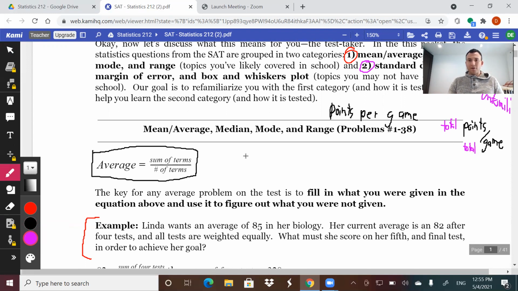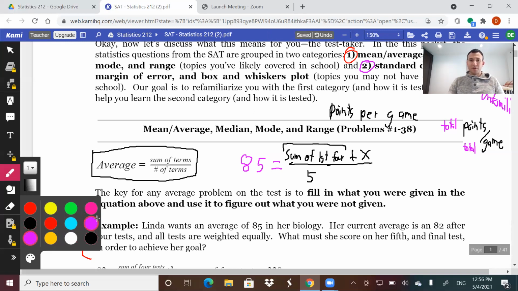So her average in biology is an 85. Or she wants an 85, really. Her current average is an 82 after 4 tests. Here's what we know: she wants an 85 after 5 tests, which is going to be the sum of the 4 tests plus the 5th test, divided by the number of tests. There will be 5 tests, and the sum of the first 4 tests plus the 5th will get us the average. We'll call the 5th one X.